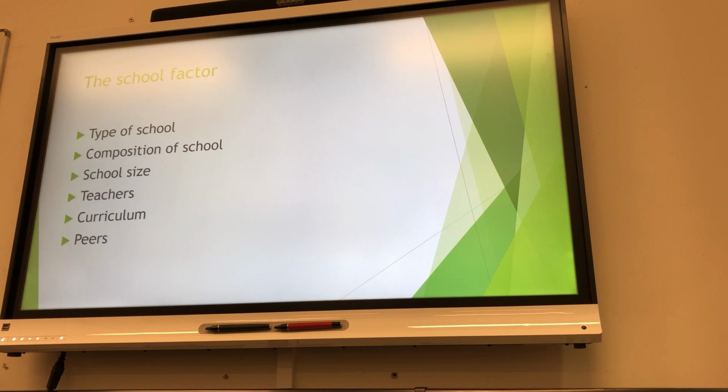The teachers in the school have an impact on how we work. Some teachers are good, others are not. The professionalism of the teachers, like specialist subject. But there are different types of teachers, right?